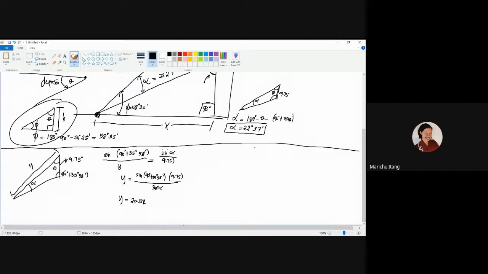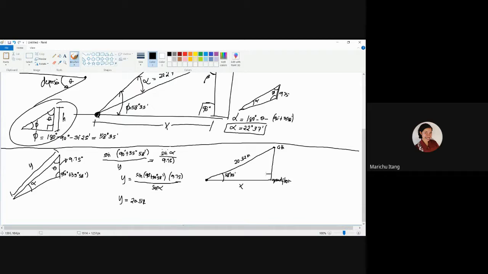So, let's draw another. If this is the 6th floor of the building, and then this is the object. This is the ground floor, and this is the length that we are going to solve. From the 6th floor to the object, the length is 20.52 meters. And we already know this angle here is 58 degrees 35 minutes.